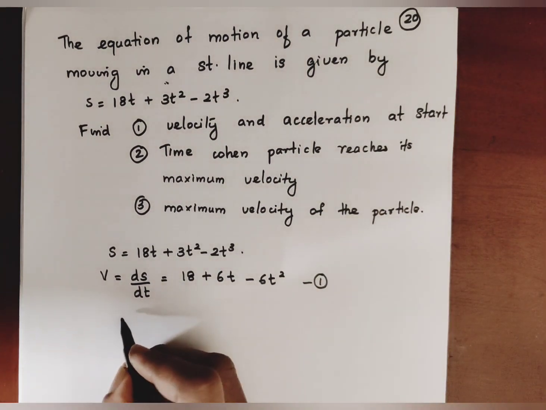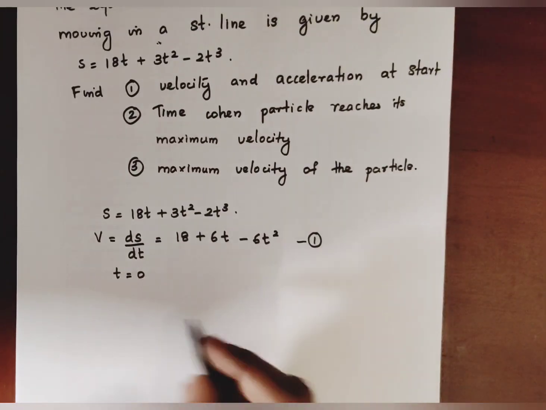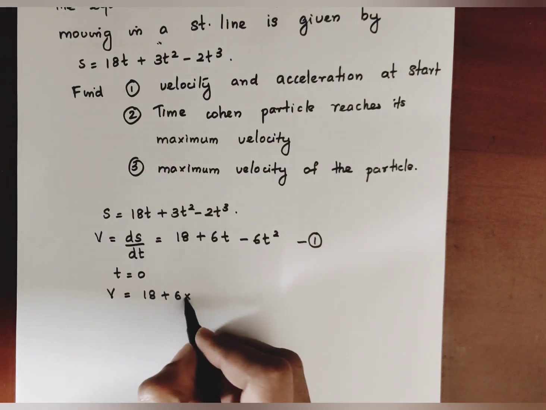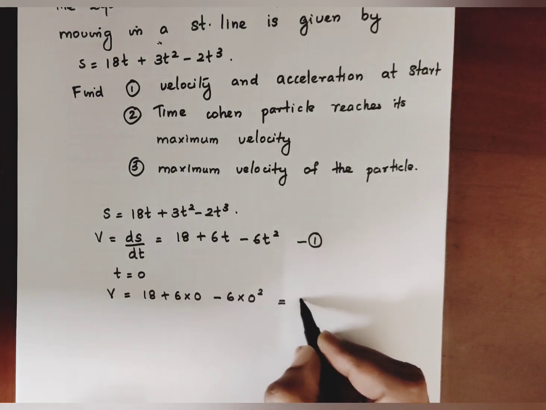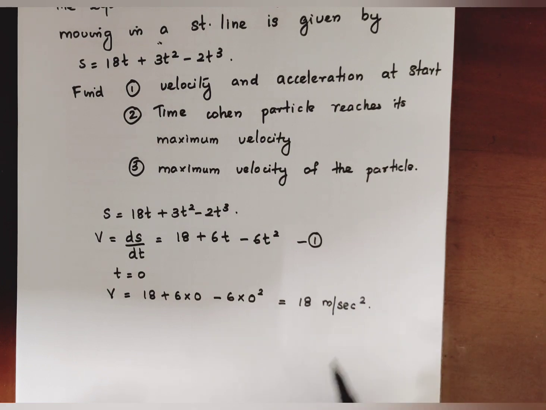So now you can substitute t is equal to 0 in equation 1. Then you will get a velocity as equal to 18 plus 6 into 0 minus 6 into 0 square, that is equal to 18 meter per second squared.